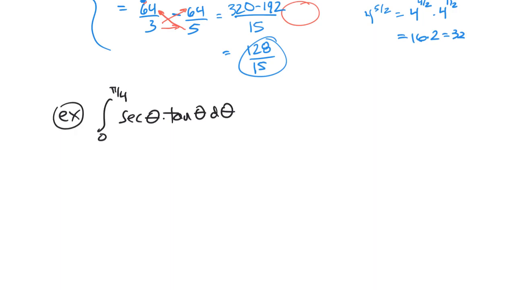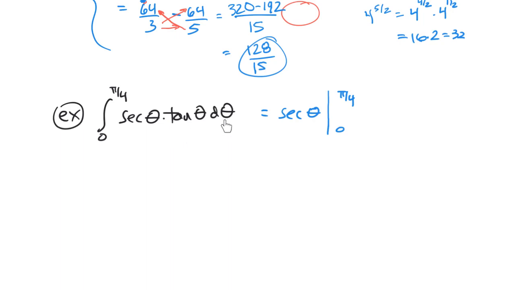So for this one, we know the antiderivative of secant tangent. That's secant, right? Because the derivative of secant is secant tangent. So the antiderivative of secant tangent is secant because, remember, the antiderivatives you can always check. Take the derivative of this and make sure you get back here, which we do.